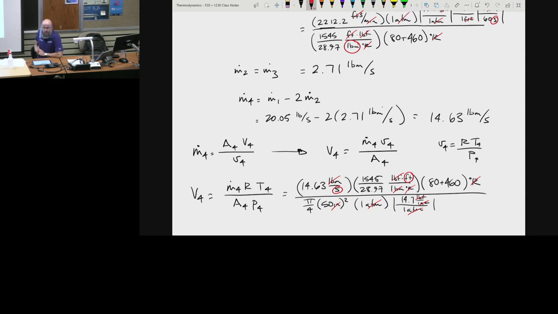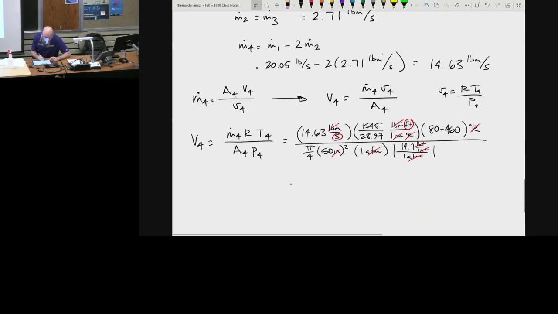We think, okay, even if I type it in my calculator wrong, I have a pretty good calculation. If you check your units on every problem and make sure your units work out, you can get yourself in a really, really good place. Calculator errors on the exam are worth like 1 point. So I like to see units working out. 14.63 times 1545 times 80 plus 460 divided by 28.97 divided by 14.7 divided by 50 squared divided by pi divided by 4.